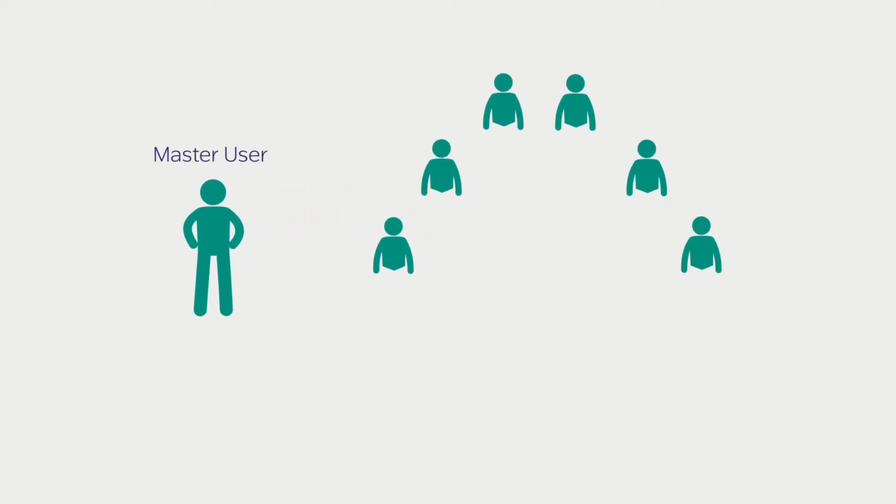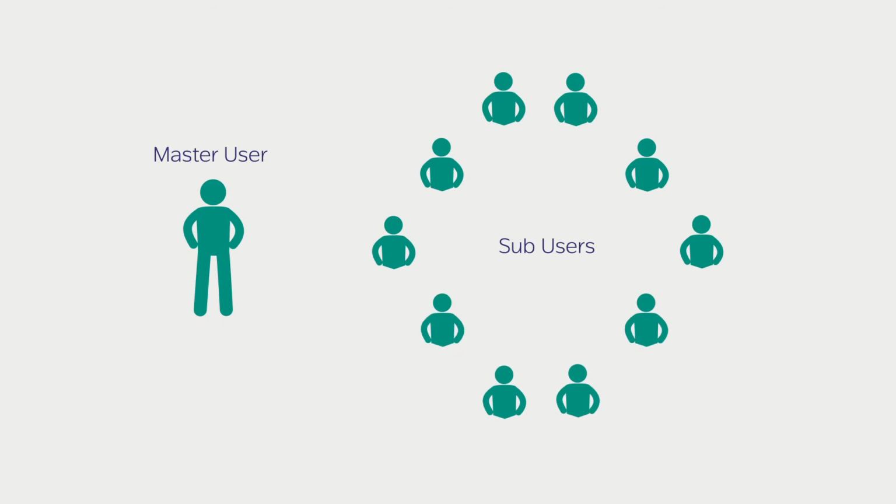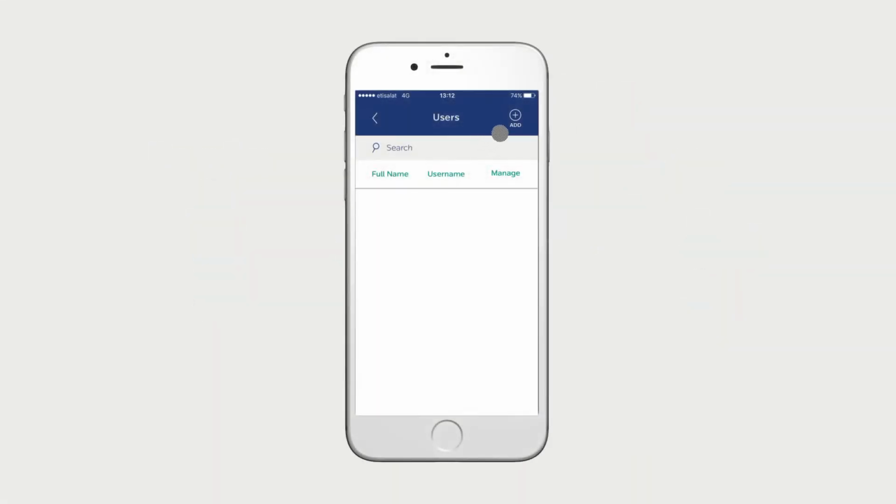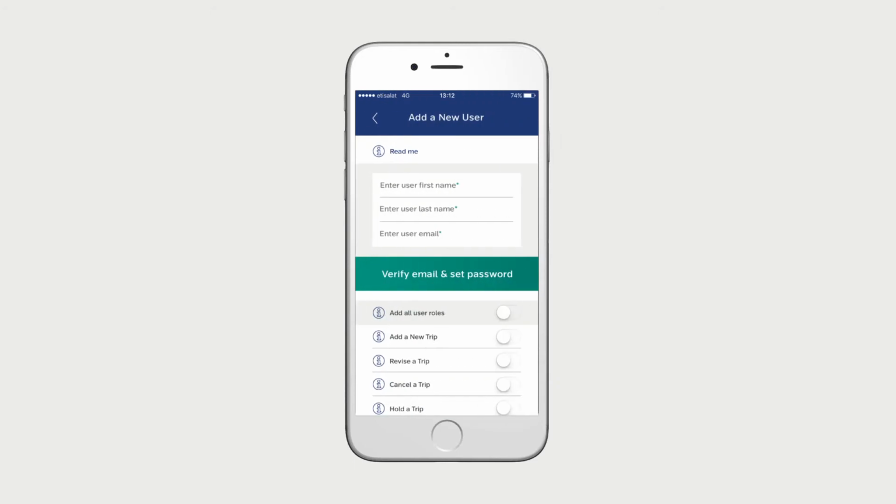Users Module. The account holder is known as the master user. Additional sub-users can be added to the account and their roles are controlled by the master user. By pressing on Add a new user, a template will appear requiring the name and email address of the sub-user and the roles that you will be allocating to them. This can either be all roles or roles specific to the sub-user's job.